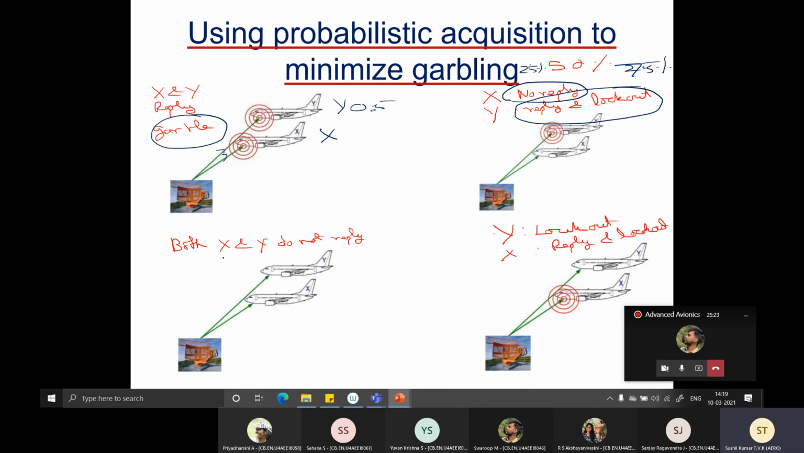Then the third probability is both X and Y do not reply. That's why nothing is going to come. Now what has happened is Y is already locked out. This time X decides, okay, I'll reply. So X replies, and then the system will lock out X also. So that's how you acquire both X and Y.